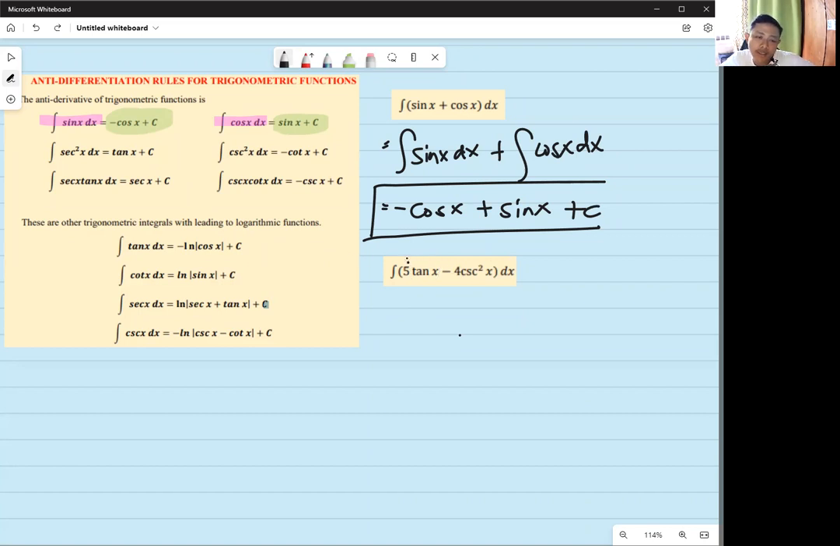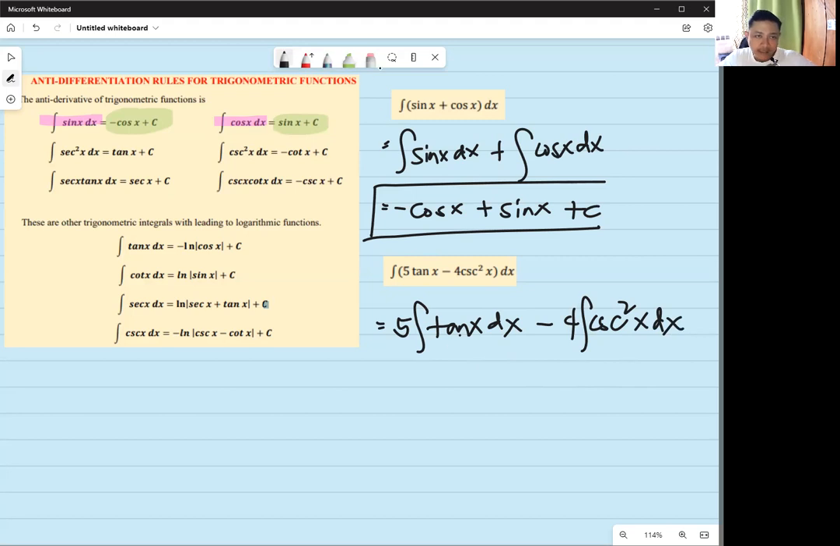And we all know that the coefficients should be written outside of the integration sign, right? So therefore, let's do it and separate them. So this will become 5, the integral of tangent x dx minus 4 will go out. It's a coefficient, a weighting coefficient for the integral of cosecant squared x dx. Done.